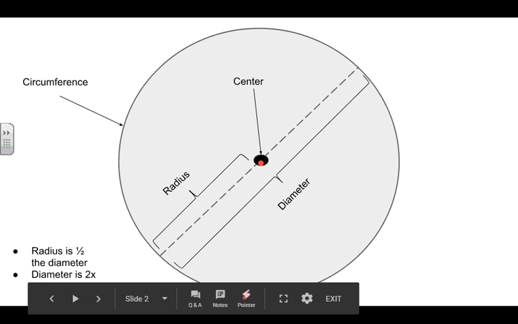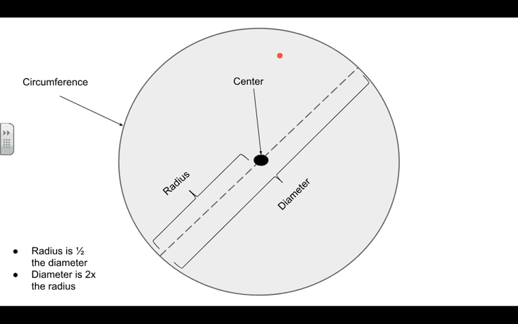A line segment from the center to only one part of the circumference is your radius. This is your radius. Radius is smaller than the diameter. Diameter is the full width. The radius is only from the center to the circumference. And of course, the perimeter of your circle is the circumference. It's the round part of the circle.